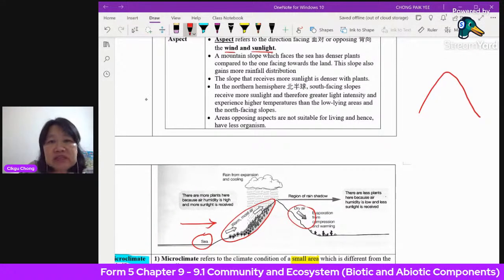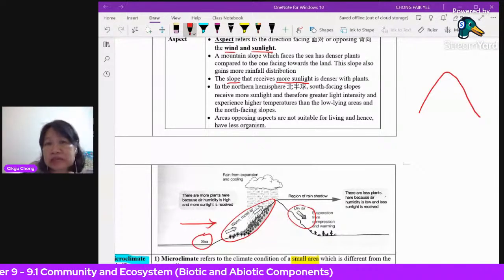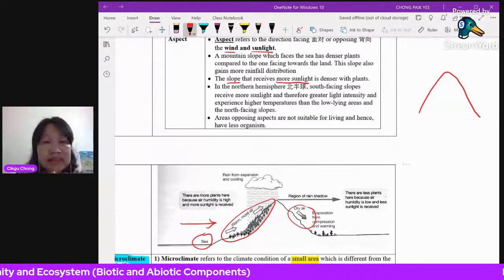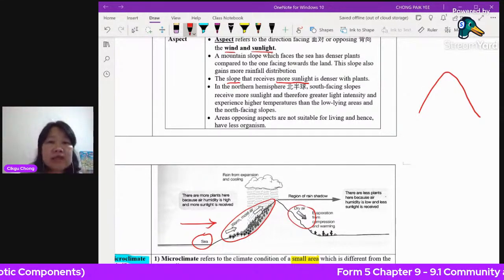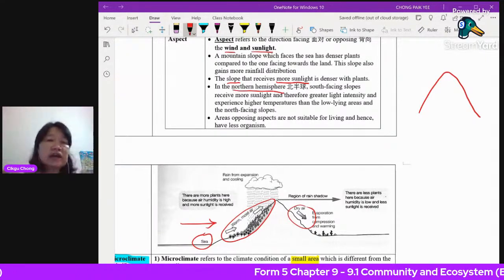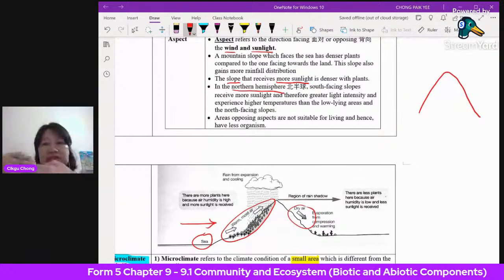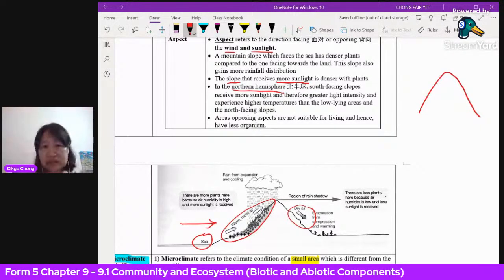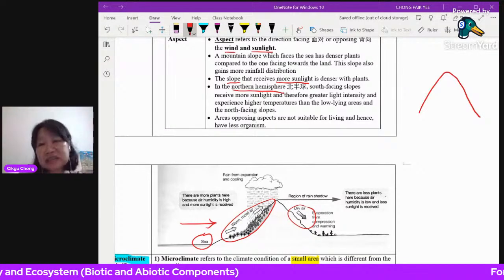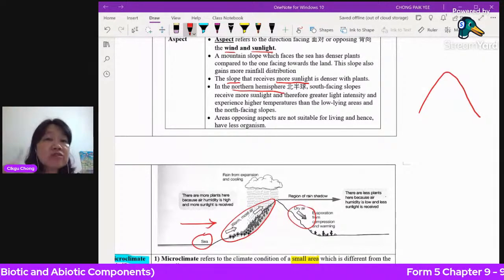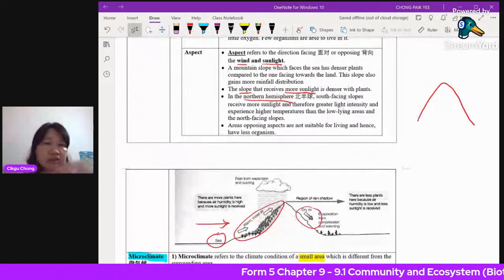So the slope that receives more sunlight, let's say one side of the mountain receives more sunlight, you will have denser vegetation, more plants there. And in the northern hemisphere, that means countries like China, the south-facing slope of the mountain will get more sunlight. And therefore, you have more plants staying there. So how the mountain faces is also important. Where it faces, does it get more sunlight or less sunlight?